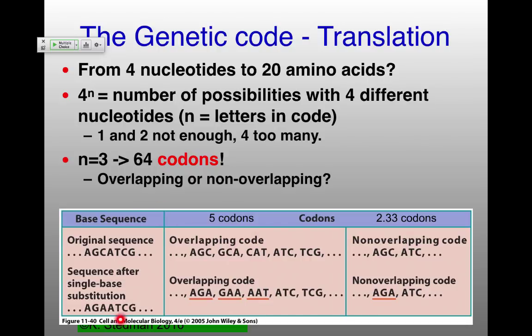If you have a single base which is changed, in this case this C which goes to an A, the transversion that takes place here. With an overlapping code, you now change 3 of your codons, whereas with a non-overlapping code, you've only changed 1.